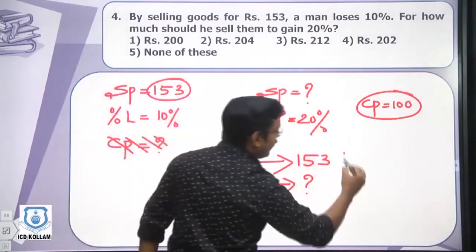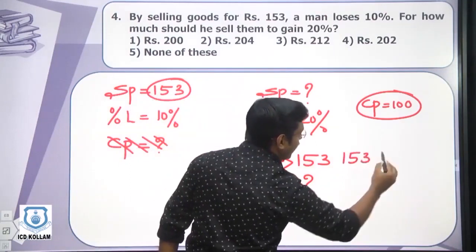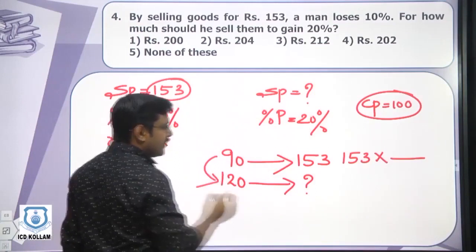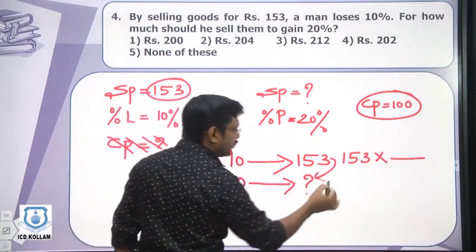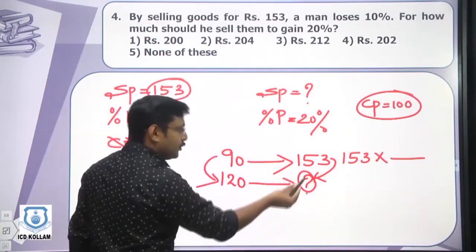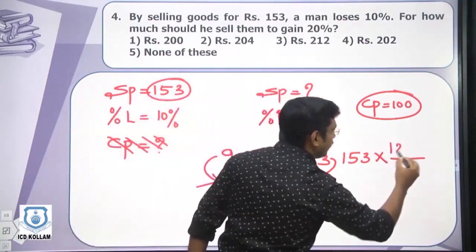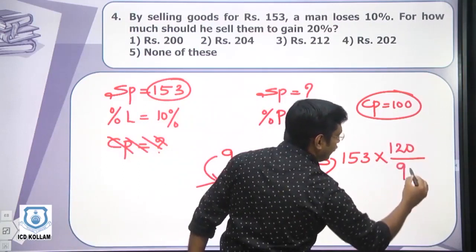So first of all, I should write the value above the question mark, 153 into. After that, from 90 to 100, the value is increasing. So from 153 to question mark, the value should increase. That means here we need to get a larger number. To get a larger number, we should consider a larger number in the numerator. That means I am considering 120 in the numerator and 90 in the denominator.